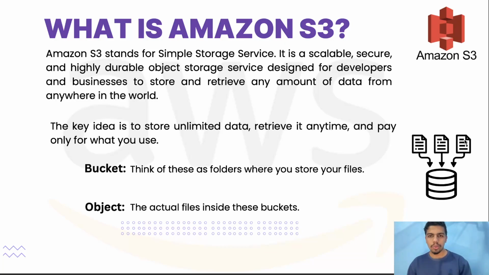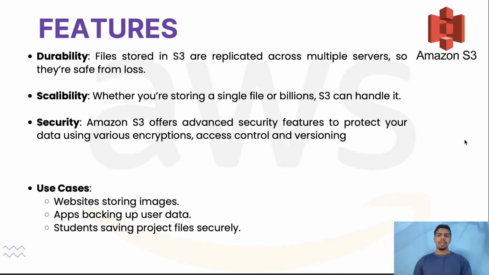There are two main components that we need to learn before learning Amazon S3. The first one is the bucket. Think of these as folders where you can store your files and objects. The second is objects. These are the actual files inside those buckets, which have their own unique identity. So let's talk about the features of Amazon S3.